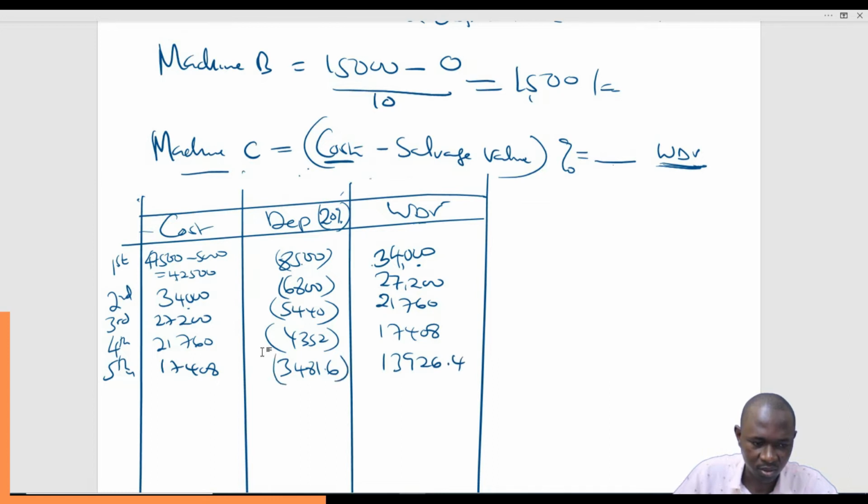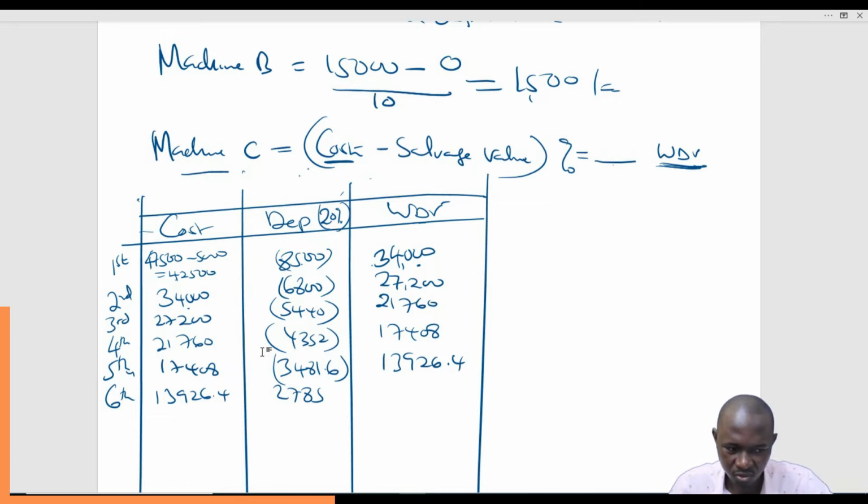13,926.4. We are simply subtracting this from this. And then in our sixth year, we'll go all the way. Don't worry, 926.4. We subject it to depreciation for that year, 2785. So 2785. Let's do away with this decimal, so I'll just pick it from there. So 13,926, minus 2785, that is 11,140. I have ignored the decimals, 11,140.